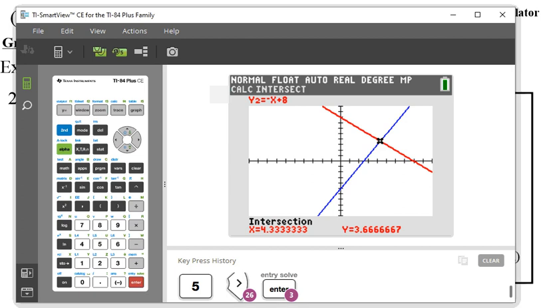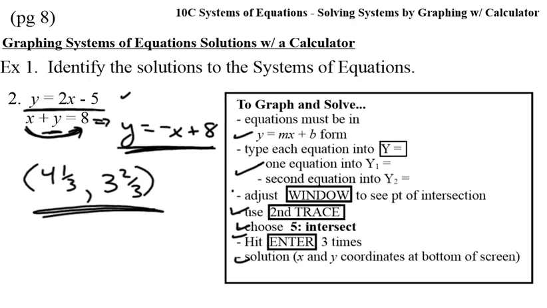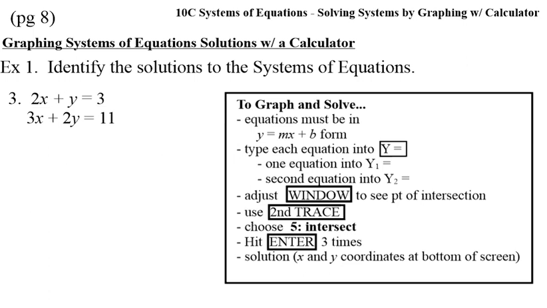So now we can go back, and what was our solution here? Our solution was 4 1/3 and 3 2/3. There's the solution. Calculator does the work for you. Question 3, pause the video, give it a try. See what you come up with. See if you can get the right answer. Maybe even verify. Go.